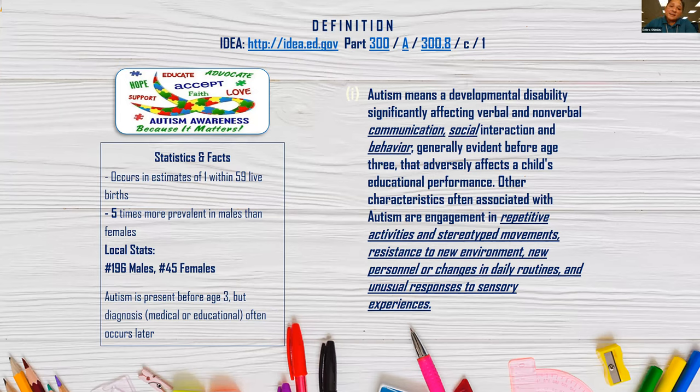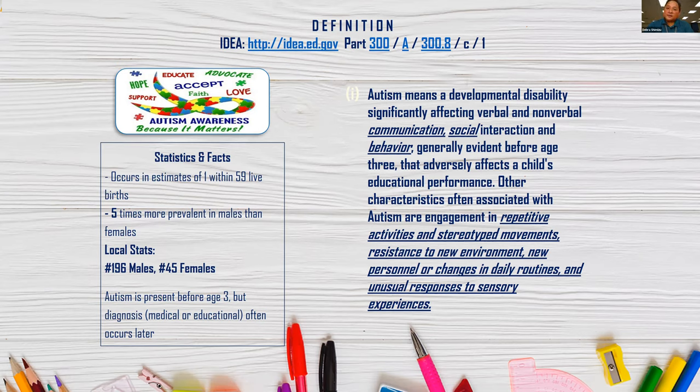And the thing to keep in mind is autism is a spectrum. So we have our more severe or lower functioning students on the spectrum. And then of course we have our students who are higher functioning at the other end of the spectrum. And so with autism, it's important to know that one size does not fit all with our students on the spectrum. But there are 3 areas of autism. Autism is a developmental disability. It significantly affects a student's verbal and nonverbal communication, as well as their social interaction and their behavior.